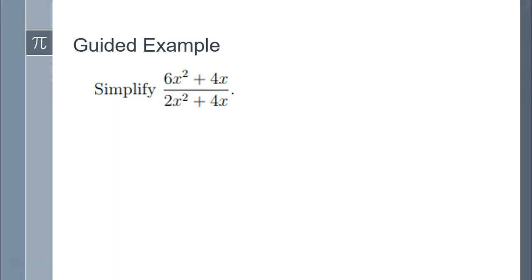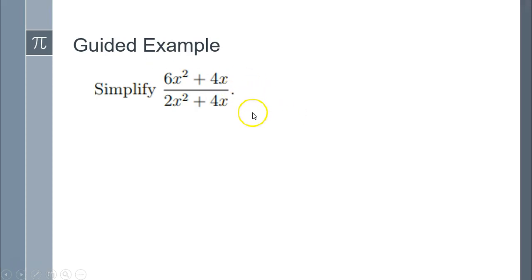So here's a guided example. Again, those were kind of guided examples too. We're going to look at simplifying (6x squared plus 4x) divided by (2x squared plus 4x). And notice you cannot just say 4x over 4x is 1 and get (6x squared plus 1) over (2x squared plus 1). It will not be the same. It will not be equivalent.